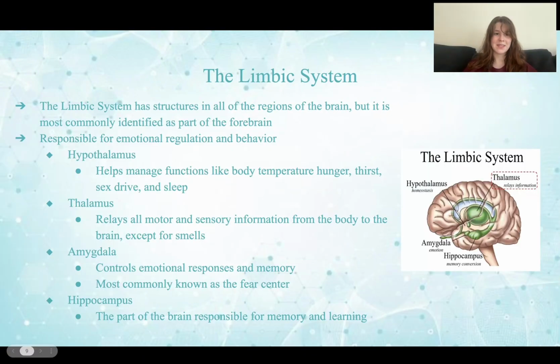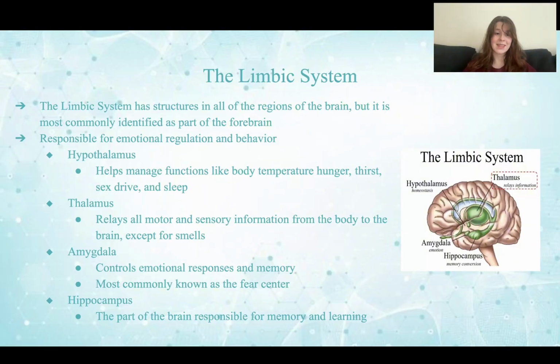Then we have the limbic system. The limbic system has structures in all of the regions of the brain, but it is most commonly identified as part of the forebrain. The limbic system is responsible for emotional regulation and behavior. It's made up of the hypothalamus, which helps manage functions like body temperature, hunger, thirst, sex drive, and sleep.